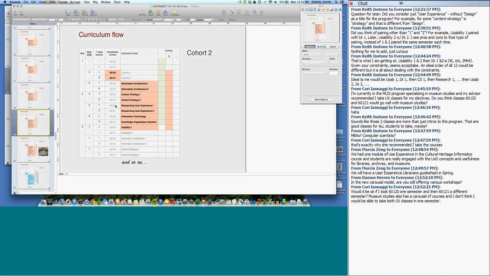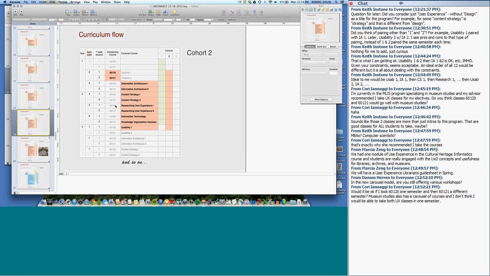But anyway, to make sure that I answer Damon's question, yes, there are workshops, and I'm going to encourage people to continue to develop and offer workshops on all kinds of topics, not just usability. Okay.